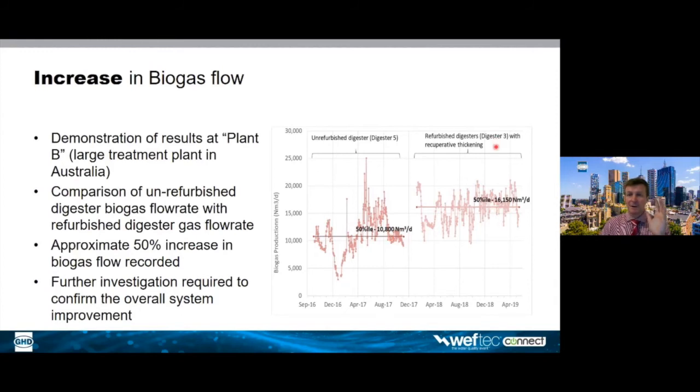And in digester 3, which was brought online as a refurbished digester around the time that digester 5 was then taken offline, the gas production from that digester post the upgrade was observed around 16,000 cubic metres a day, so roughly a 50% increase in flow. This was really just an observation at the time, and there wasn't a significant investigation effort made to fully understand this, but it was a consistent observation over a significant period of time.